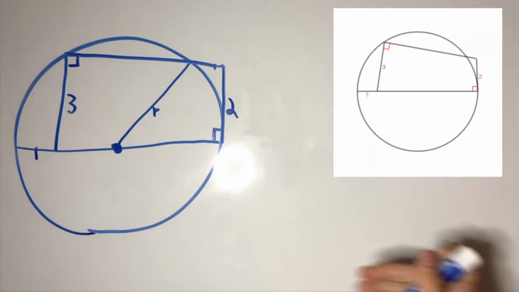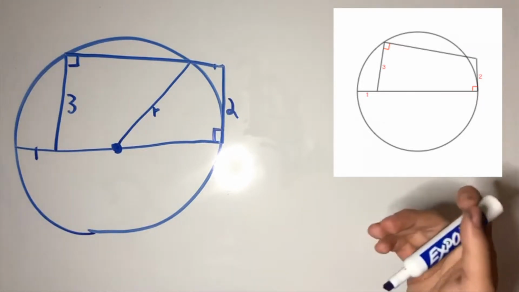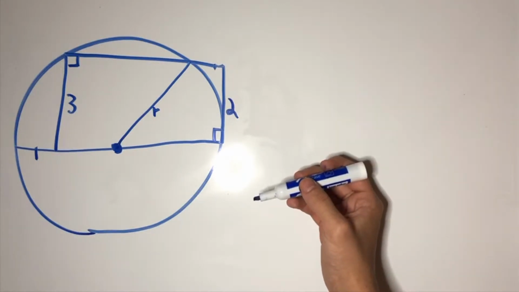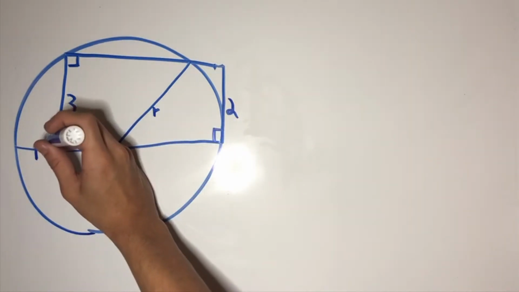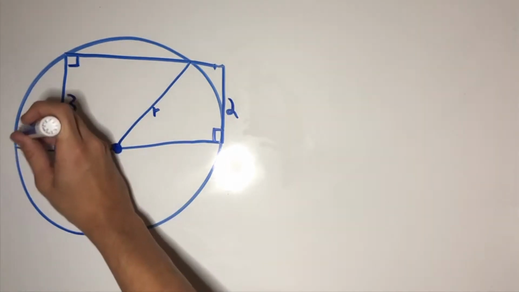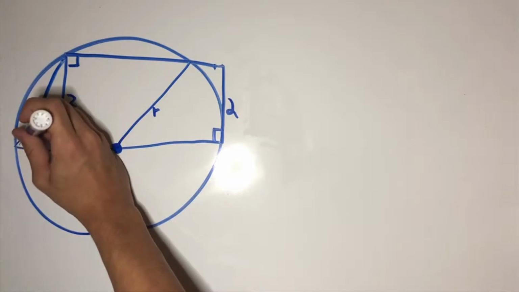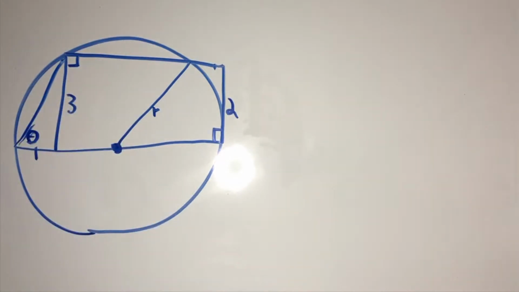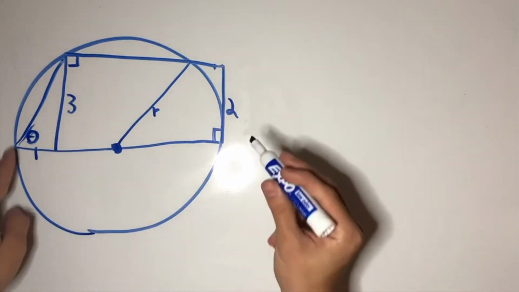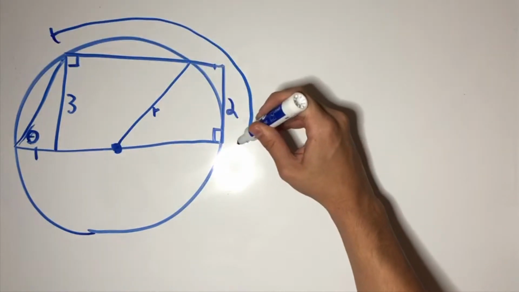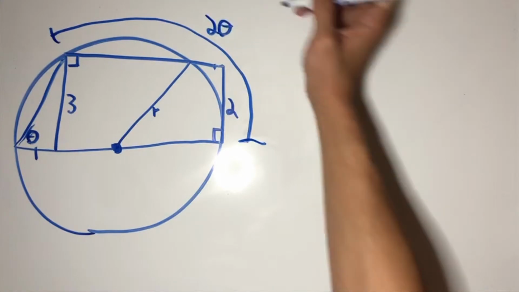Well, we don't have that much information. So we want to probably make some information. So we're going to take a look at angles. Let's say that this angle right here is, draw this line. Say that this angle right here is theta. Now how does this help us? Well, because this is an inscribed angle, we know that this arc over here is 2 theta.